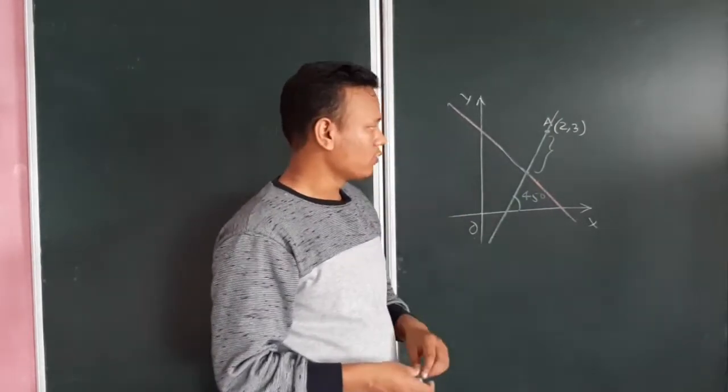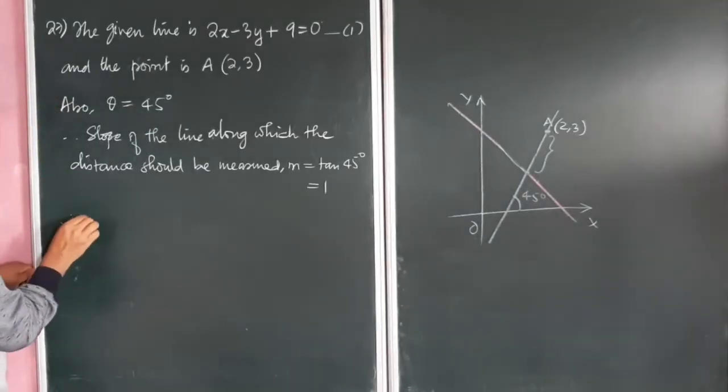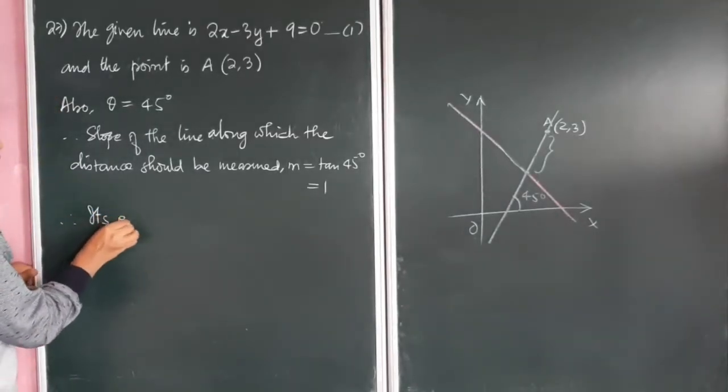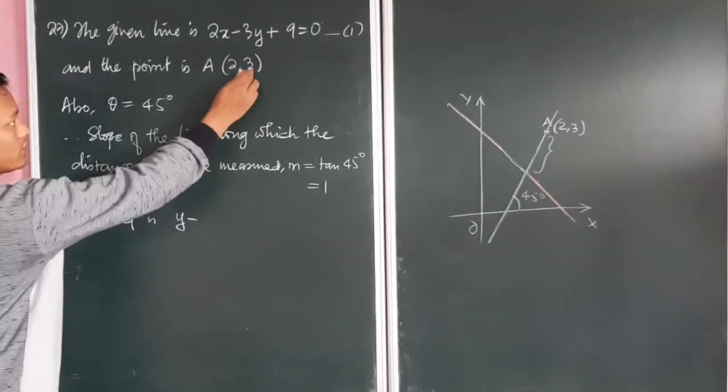Okay, so let's find what is the equation of this line. So its equation is, okay, it is y minus y1. y1 is how much?